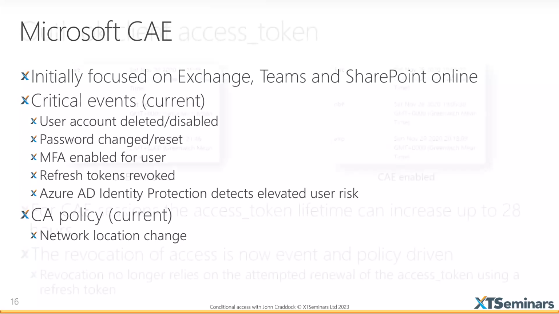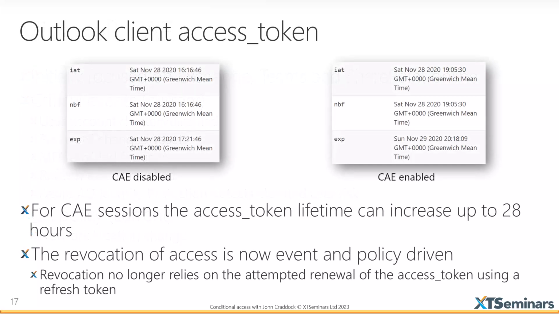Now, if you look at an access token when CAE is disabled, the access token is about an hour in length. So we can see here it's issued at 16:16 and it expires at 17:21. Here, with CAE enabled, it's issued at 19:05 and it expires at 20:18. So you think, oh, what's the difference? But then you notice the day. It was issued on November the 28th. It's expiring on November the 29th.